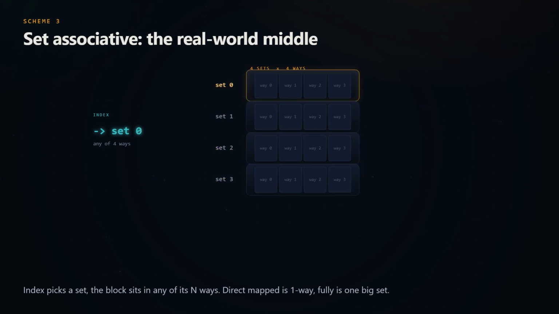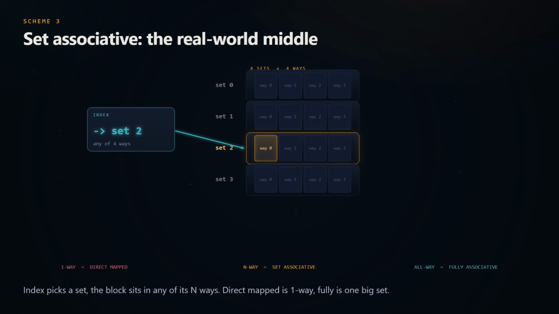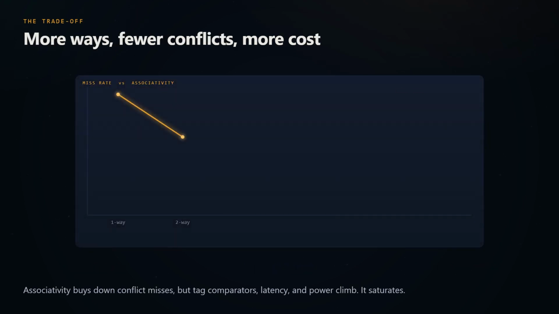Lines are grouped into sets of, say, 4 ways. The index selects one set, and inside that set the block may go in any of the ways. So you only compare the handful of tags in that one set. Notice the spectrum. One way per set is just direct mapped, and one giant set is fully associative. Set-associative dials in between them. So associativity is a tuning knob.